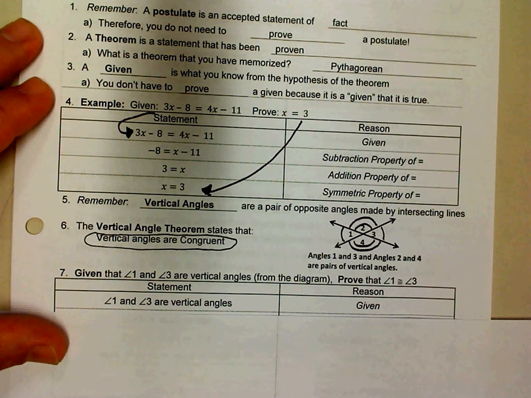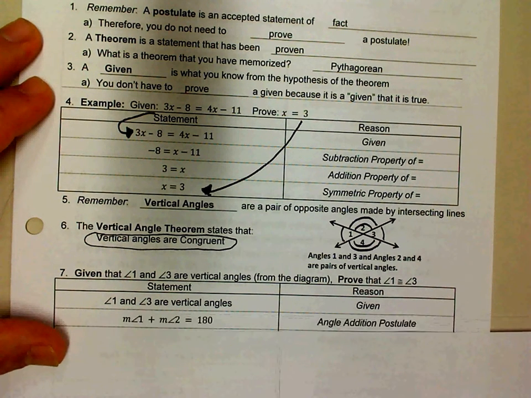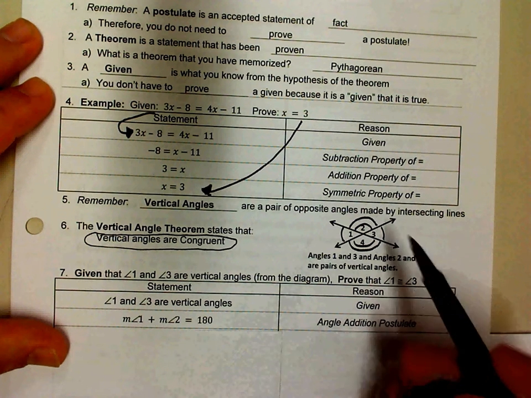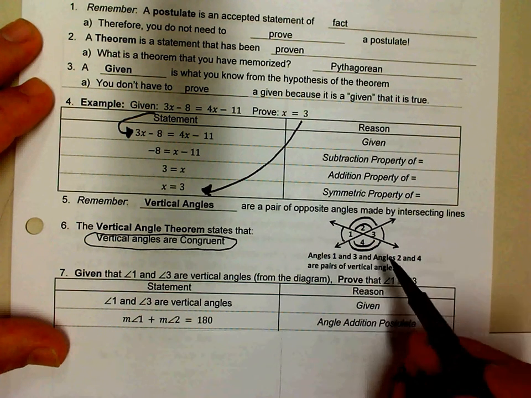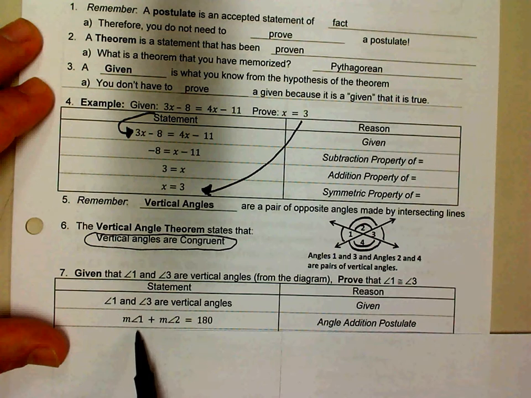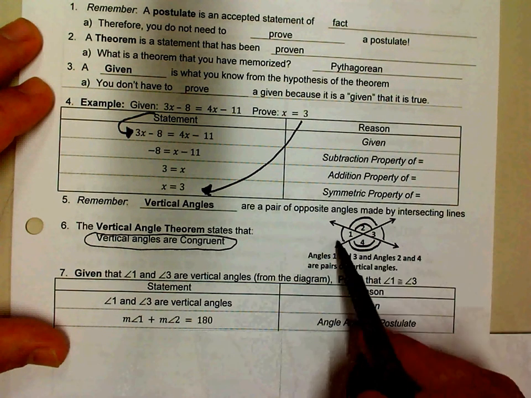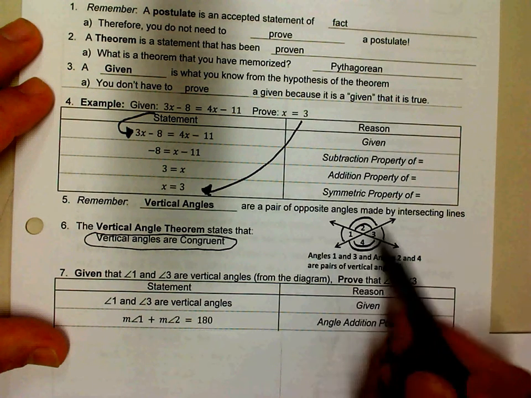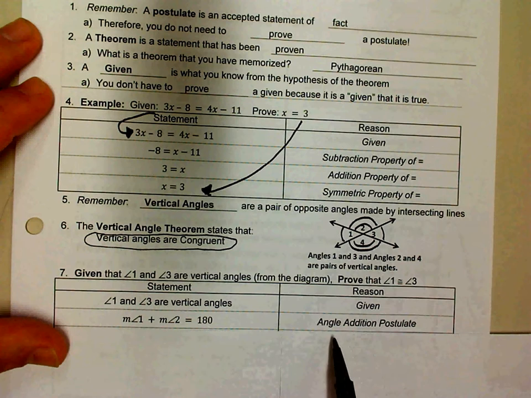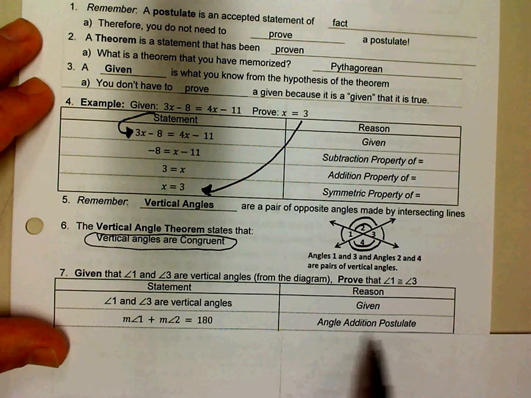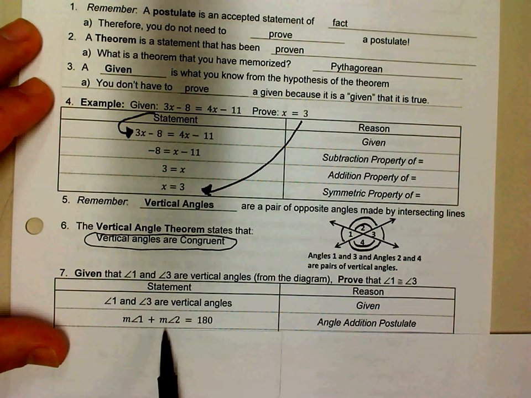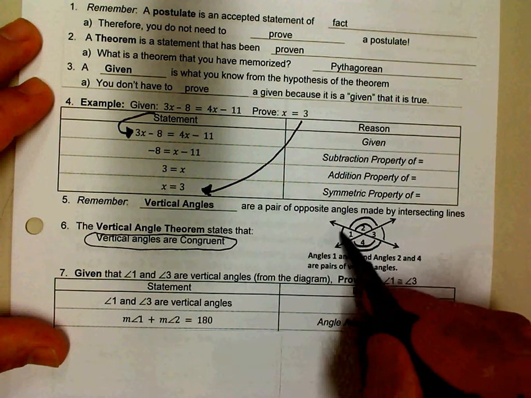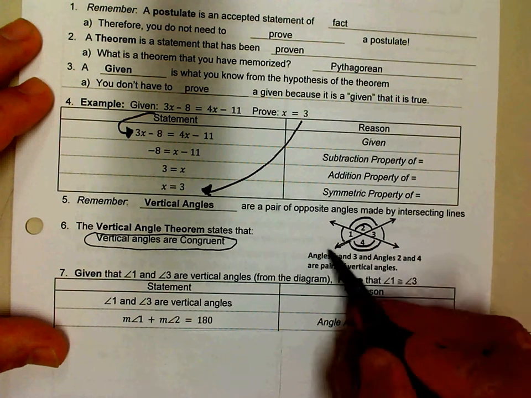So since they are vertical angles, we can look at this diagram over here, and you'll see in our diagram that angle 1 and angle 2, if we look at those, they're forming a straight angle here. So by the angle addition postulate, we know that angle 1 plus angle 2 must equal the angle that they create, which happens to be a straight angle.